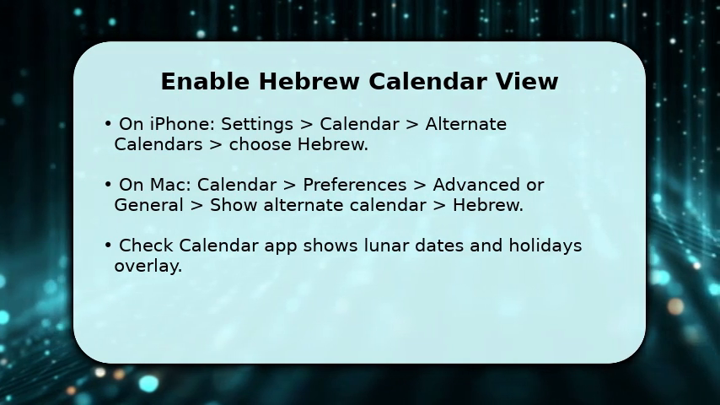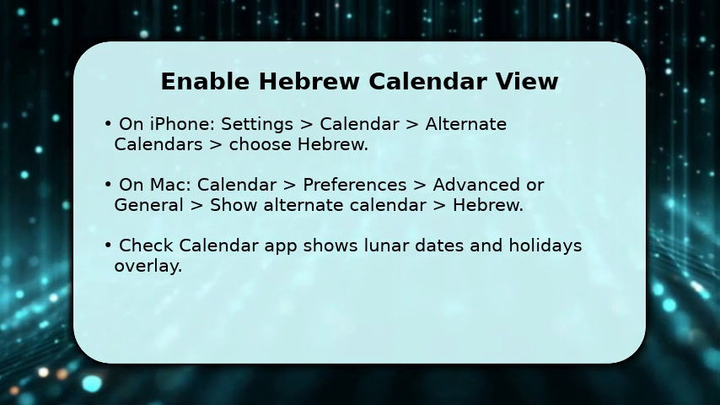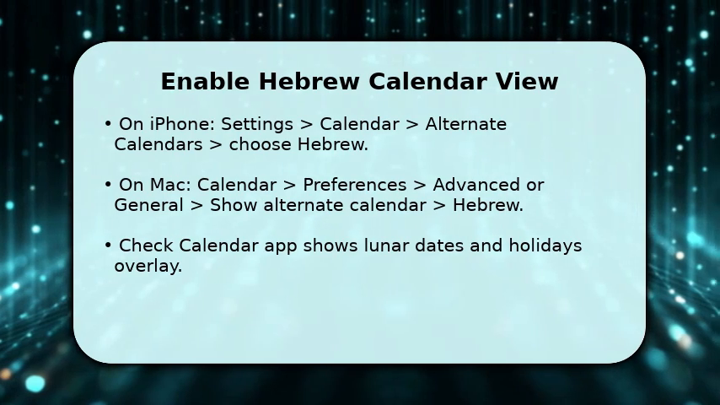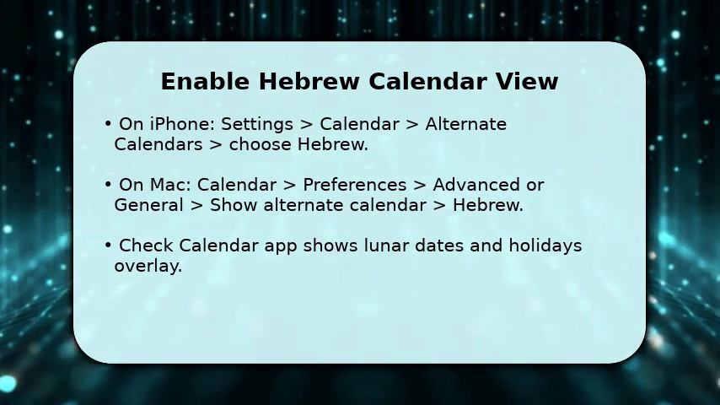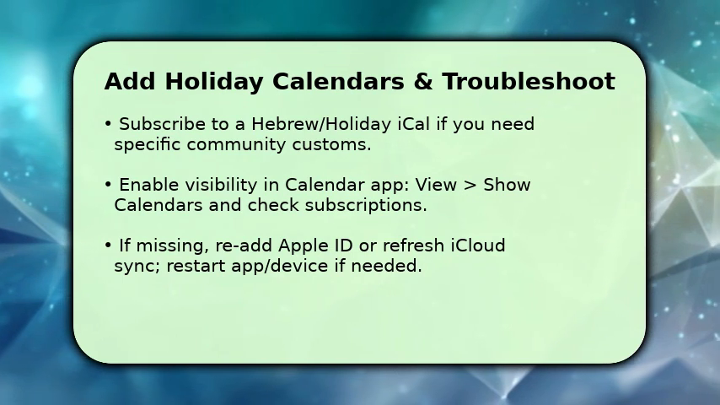Make sure to inspect a few dates and holiday markers to confirm the lunar months align. If the overlay doesn't appear, toggle Calendar Sync off and on to force an update. Finish by adding any extra subscribed iCal feeds for community-specific holidays or time zone-adjusted dates.